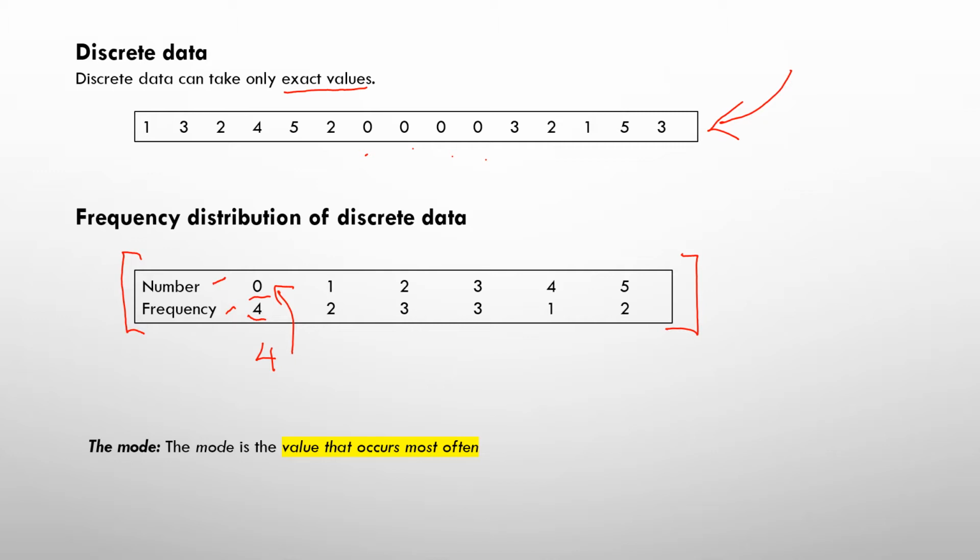The mode. The mode is the value that occurs most often, or we can say highest frequency. So from the table above, we can see which is the mode. We can clearly see that number 0 is the mode because it has the highest frequency, 4. So the mode is 0.